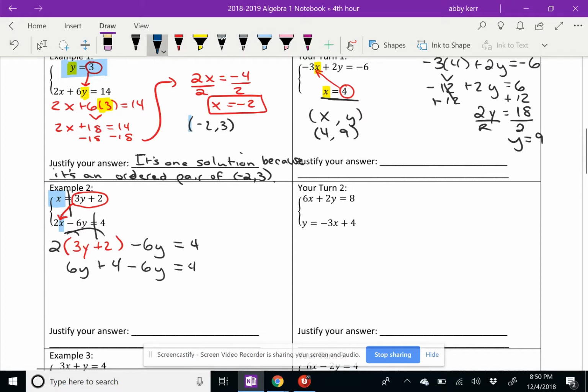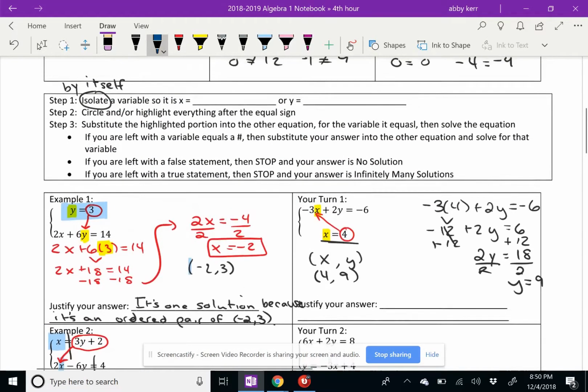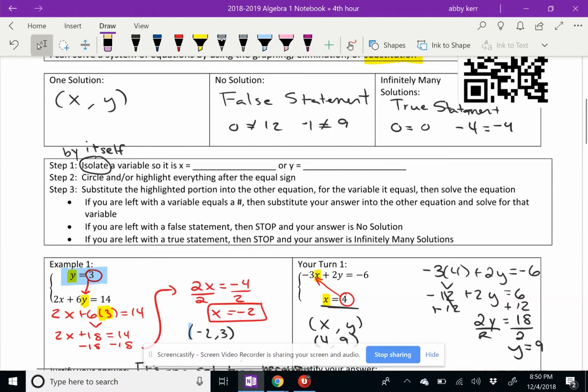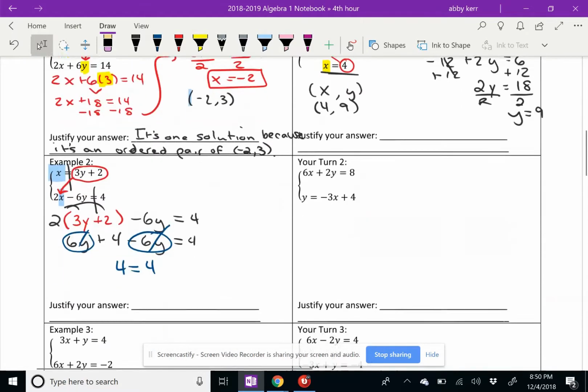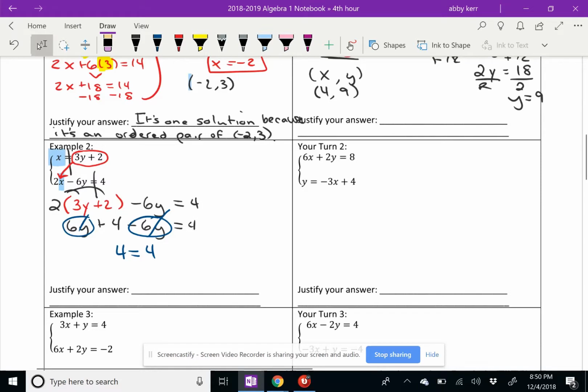Now, just like in our SLAT unit of solving equations, you just combine like terms. We got the 6y minus 6y. That actually goes away, and you're left with 4 equals 4. Now, if you looked up here, infinitely many solutions would be a true statement. Now, remember, when you're checking with your desk partner, they could have a different true statement. They could have 0 equals 0, and that would still be the correct answer.